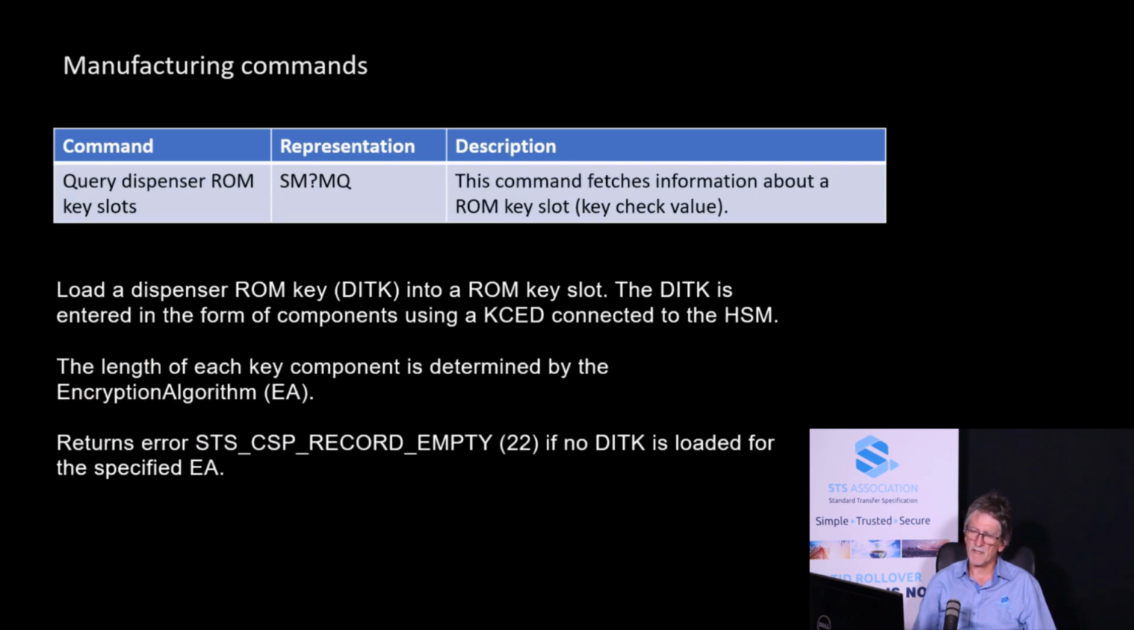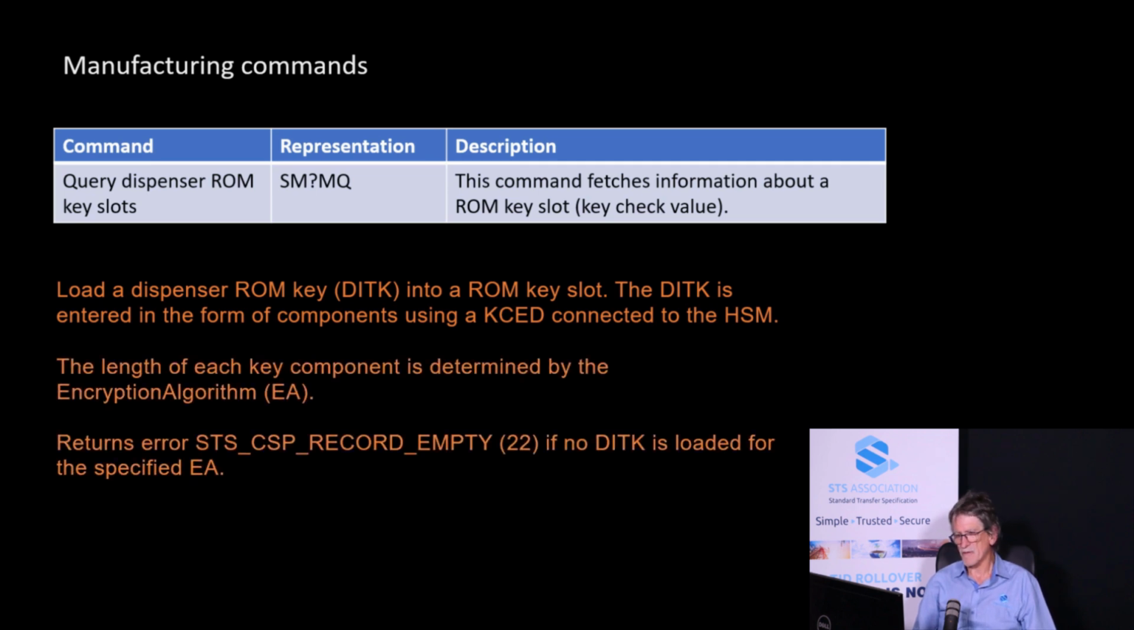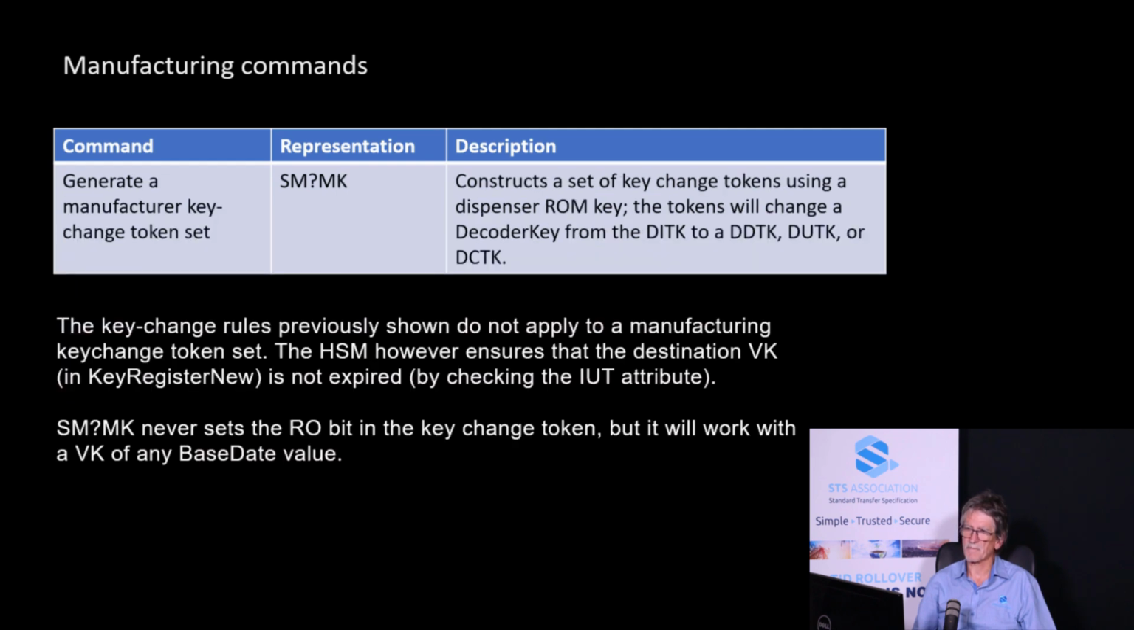Query dispenser ROM key slot, SMMQ. Load the dispenser ROM key into the ROM key slot. The DITK is entered in the form of components, we've said already. Returns STS CSP record empty if no DITK is loaded for the specific EA that you've chosen.